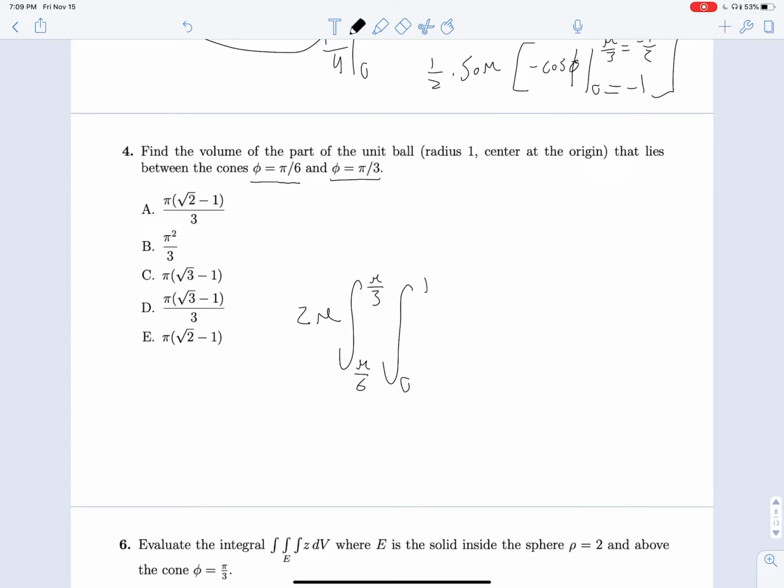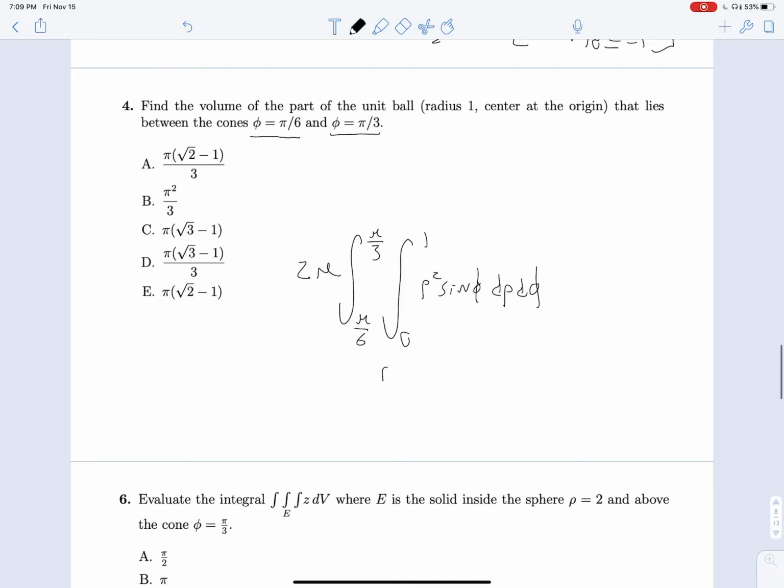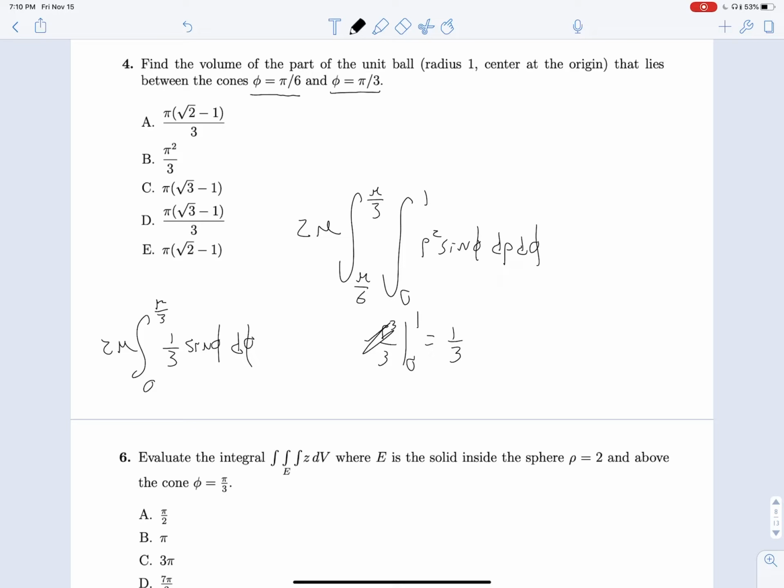Since we have nothing in our integrand except for rho squared sine phi, like always, d rho d phi, we can solve. Rho cubed over 3 evaluated on 0 and 1 is just going to be 1/3. So 1/3 sine phi integral d phi, and 2 pi is what we're left with. Integrating, we get 2 pi times the quantity negative 1/3 cosine of phi on pi over 6 to pi over 3.